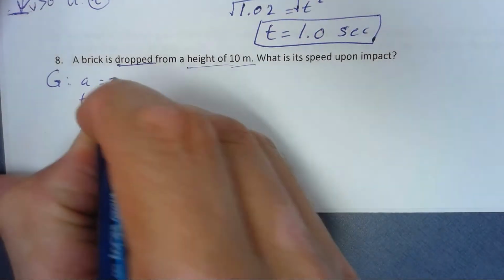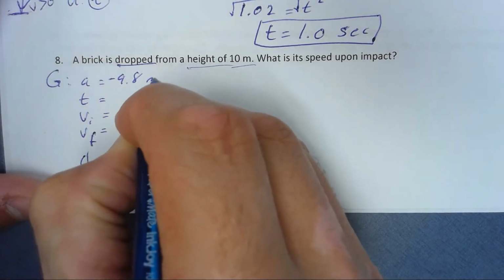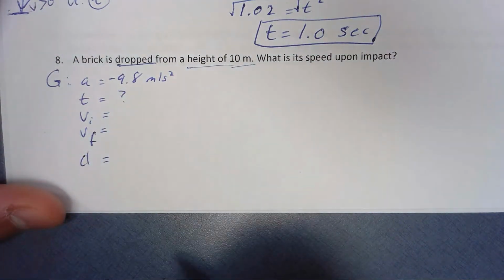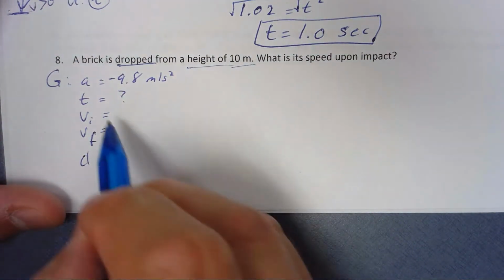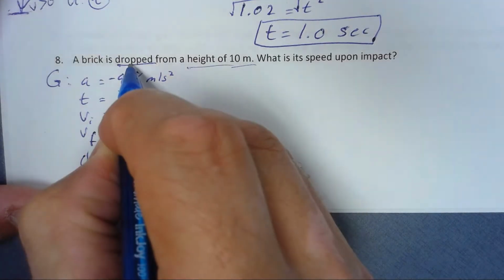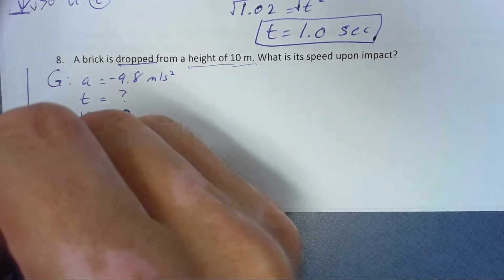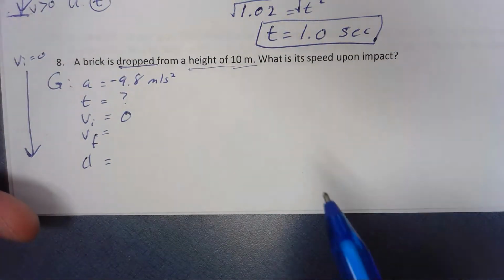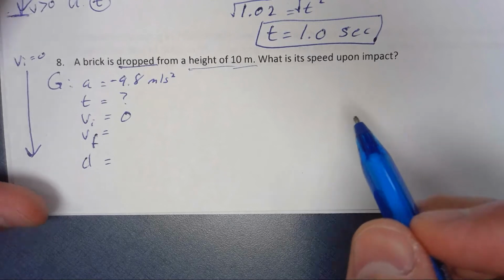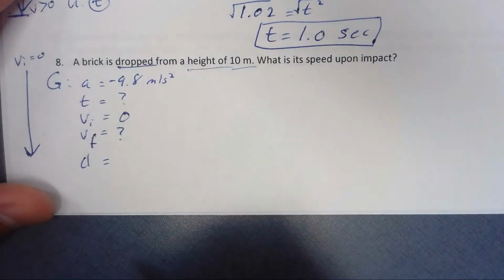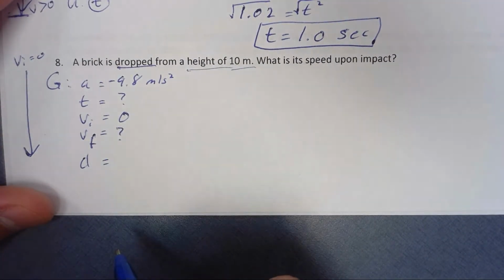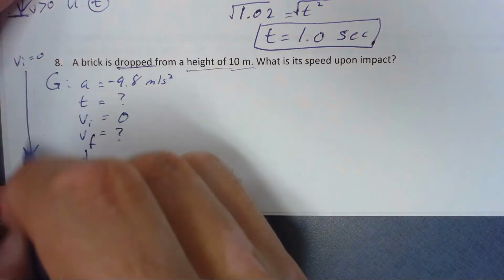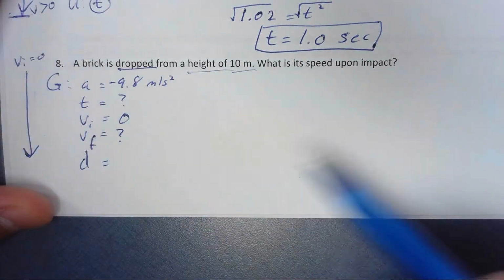So we know that A is negative 9.8, always with a free fall. Time, we don't know. They don't give it to us. Initial speed, we know is 0 because the brick is dropped. The VI is 0. The speed at the top is always 0, whether it's VI or VF. VF, we don't know in this case. They do not tell us. It's going to be something other than 0, obviously. And then the D, the height from which it falls, this distance right here is 10.